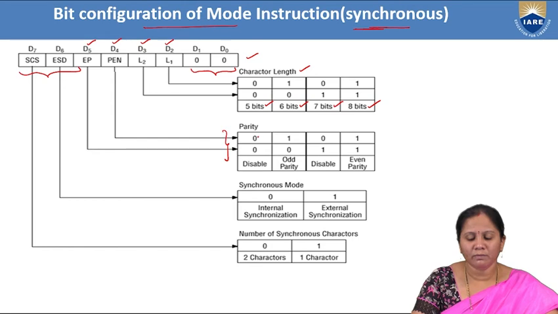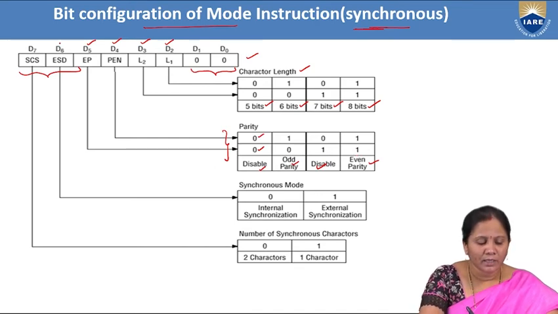So if these two bits D4 and D5 are 0, 0, parity will be disabled. If it is 0, 1, it represents odd parity. If it is 1, 0, parity will be disabled. If it is 1, 1, even parity. And this D6 bit is represented as ESD.